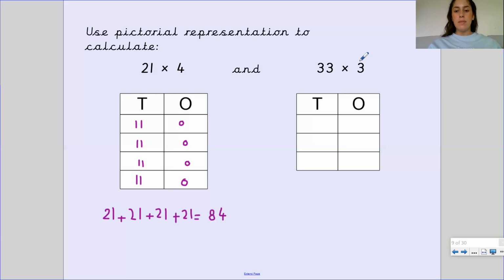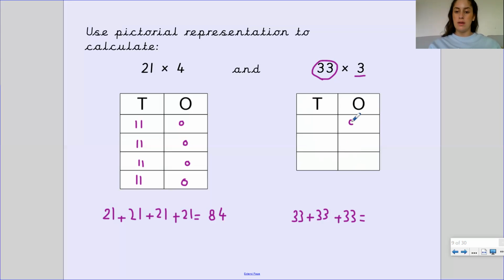Well, how could we represent 33 times 3 using repeated addition? How many times will I need to add 33 together? 3 times, because there are 3 lots of 33. So 33 plus 33 plus 33 equals, and I'm going to represent it pictorially in this place value grid as well.